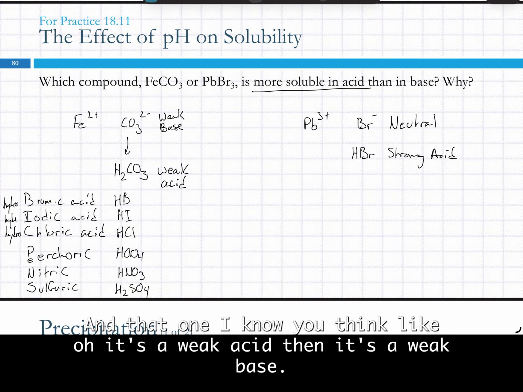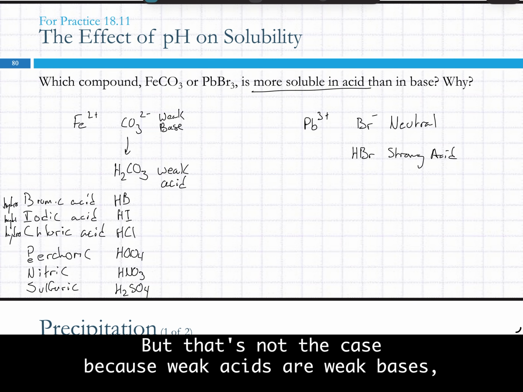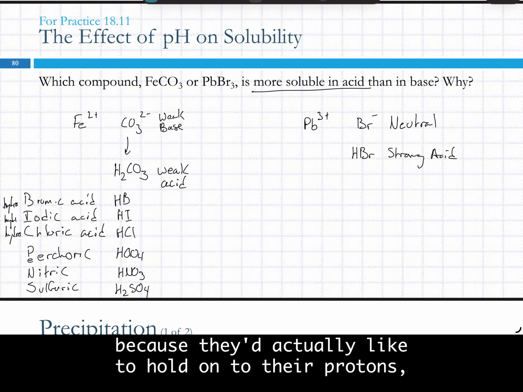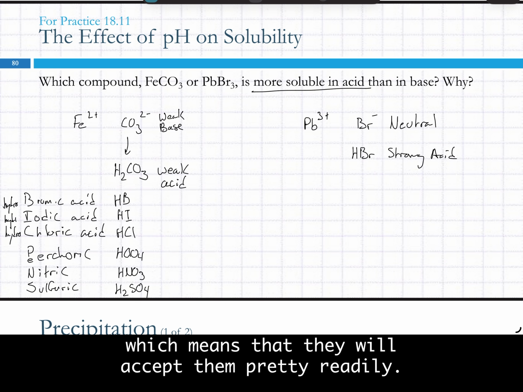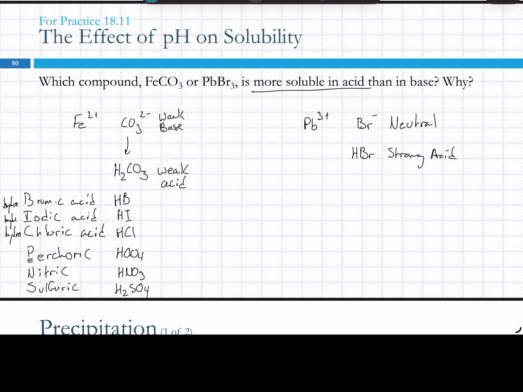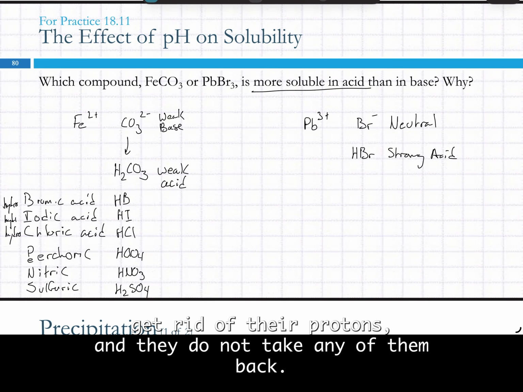And that one, I know you think like, oh, if it's a weak acid, then it's a weak base. If it's a strong acid, it must be a strong base. But it's not the case, because weak acids are weak bases because they actually like to hold onto their protons, which means that they don't give them up very readily, which means that they will accept them pretty readily. But strong acids are strong because they completely get rid of their protons and they do not take any of them back.